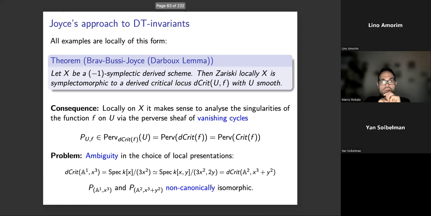In this case, what happens is that although the vanishing cycle sheaves are isomorphic, this isomorphism is non-canonical. It depends on the choice of an orientation somewhere. So this is the starting point.